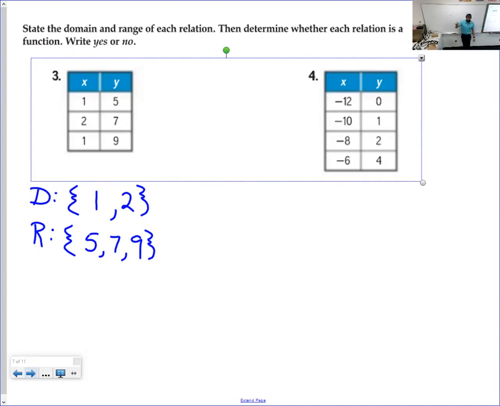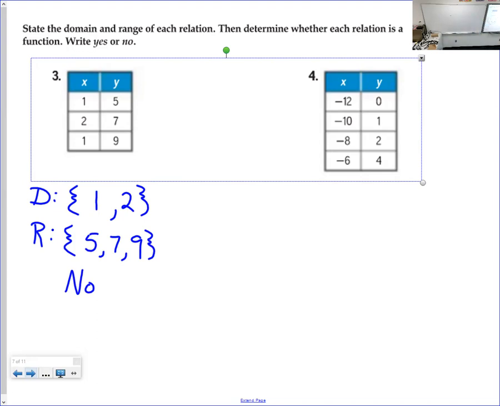Do we think this is a function? No. All right. There are 2 domain values going to different range values, right? We have a 1 going to a 5, we have a 1 going to a 9, and that is what tells us that there is not a function here. We're not going to write it. What do you guys think?